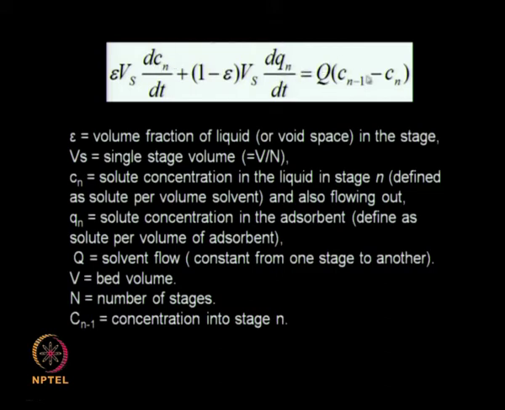This Q into Cn minus 1 is the solute entering the stage n from stage n minus 1, and Q into Cn is the amount of solute leaving the stage n. This is equated to whatever is getting accumulated. Now there are two terms for accumulation, one is the solute accumulated in the continuous phase, that is the mobile phase, the other one is the solute accumulated in the stationary phase or fixed phase. Whatever is accumulated in the fixed phase we call Q, whatever is accumulated in the mobile phase we call C.